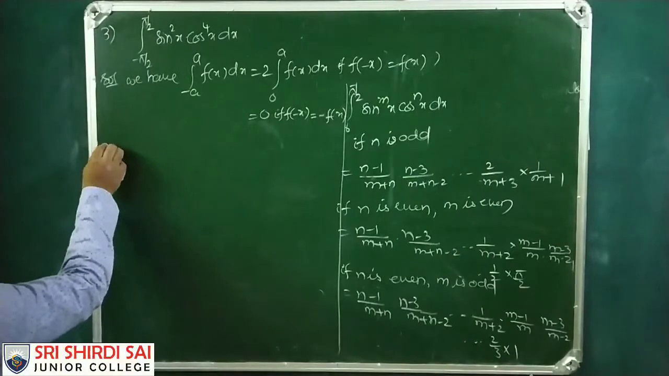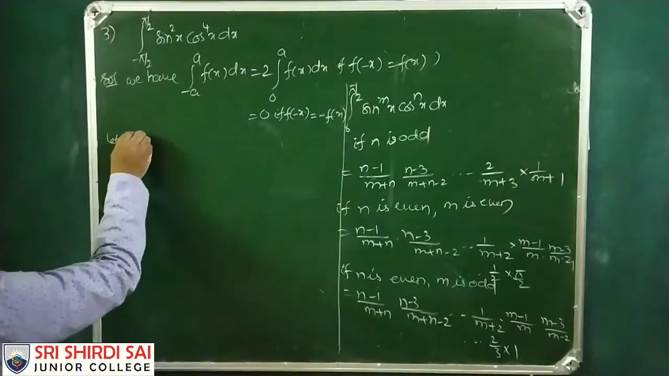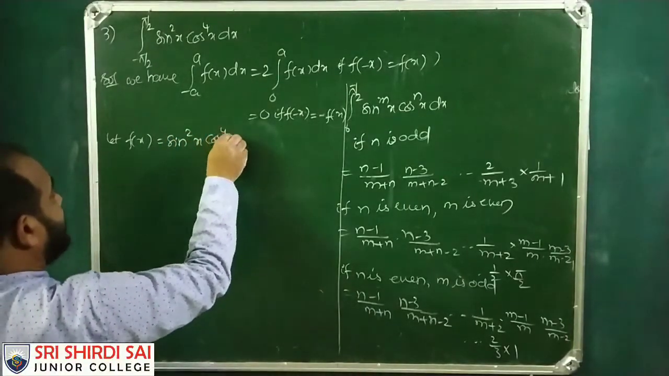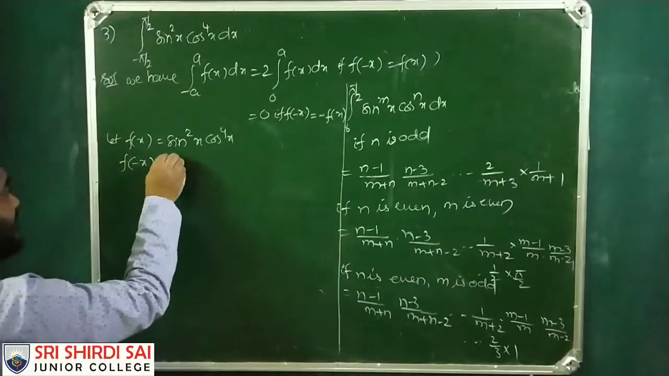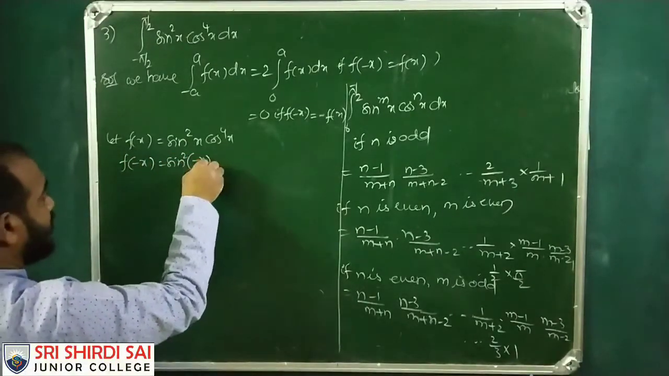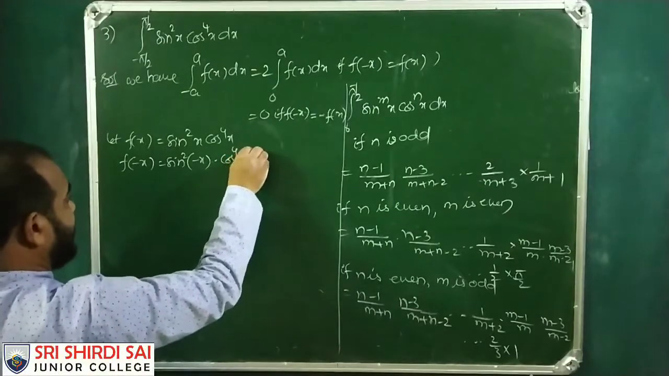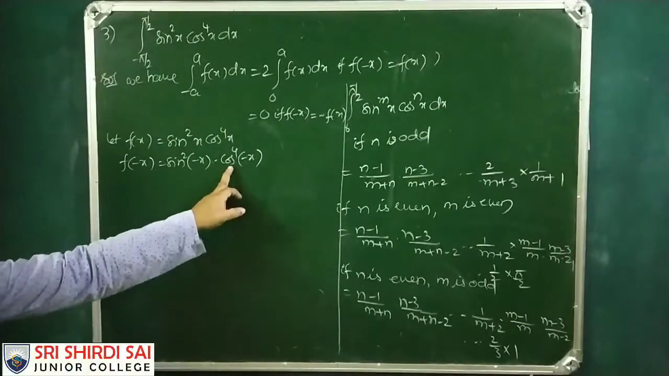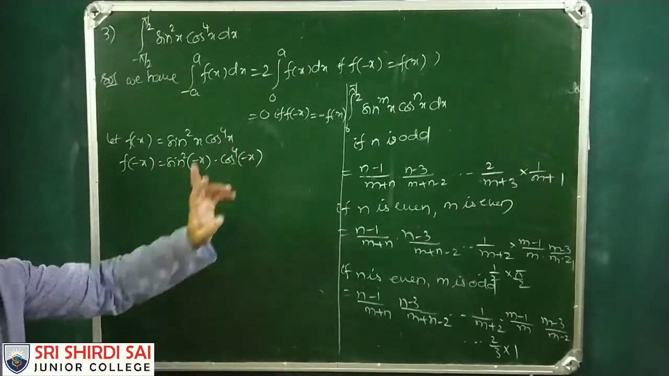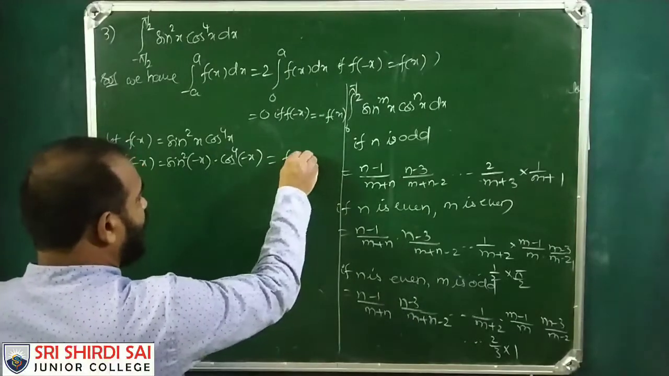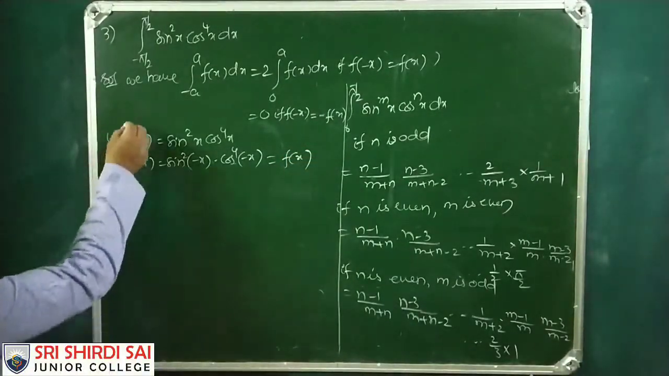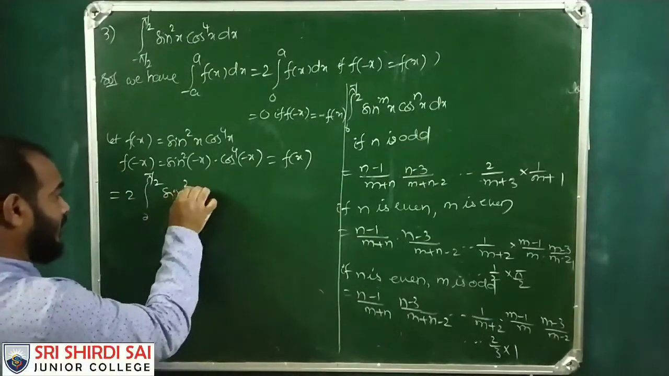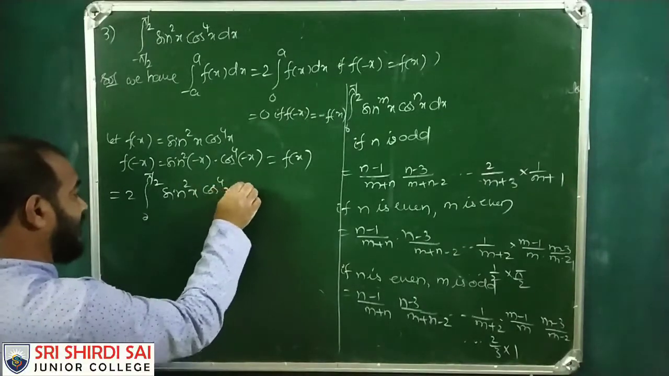So this is equals to, let f of x, I will take it to be sine square x cos power 4 x. So f of minus x is sine square minus x cos power 4 minus x. Sine minus x is minus sine x whole square, so sine square x. Cos minus x is plus cos x whole power 4. Anyway, we get f of x only. So therefore, the given becomes 2 integral 0 to pi by 2 sine square into cos power 4 x dx.